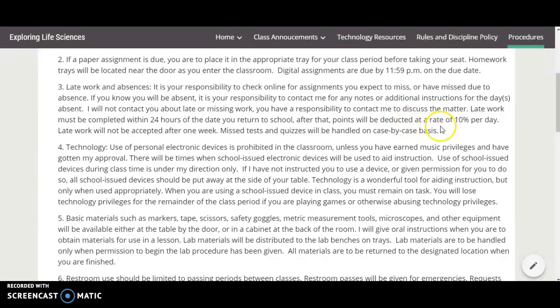After that, points will be deducted at a rate of 10% per day. Late work will not be accepted after 1 week. Missed tests and quizzes will be handled on a case-by-case basis.